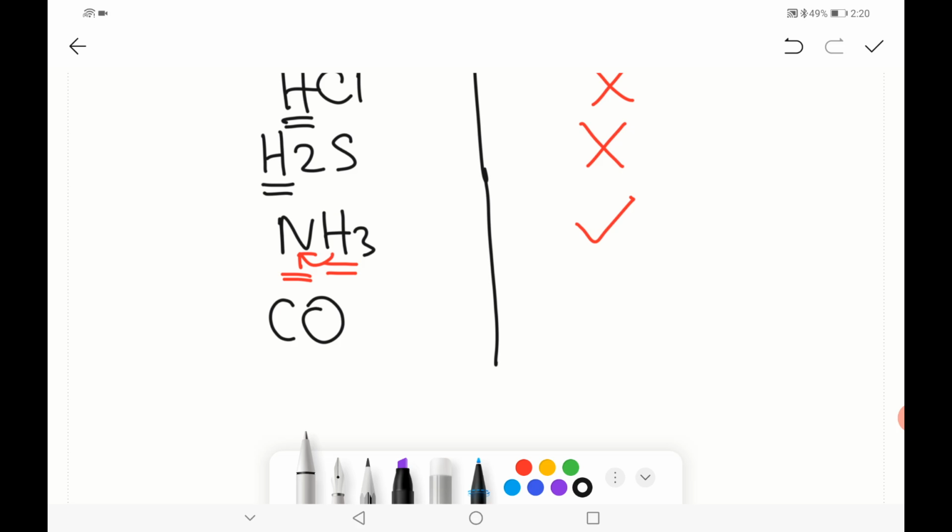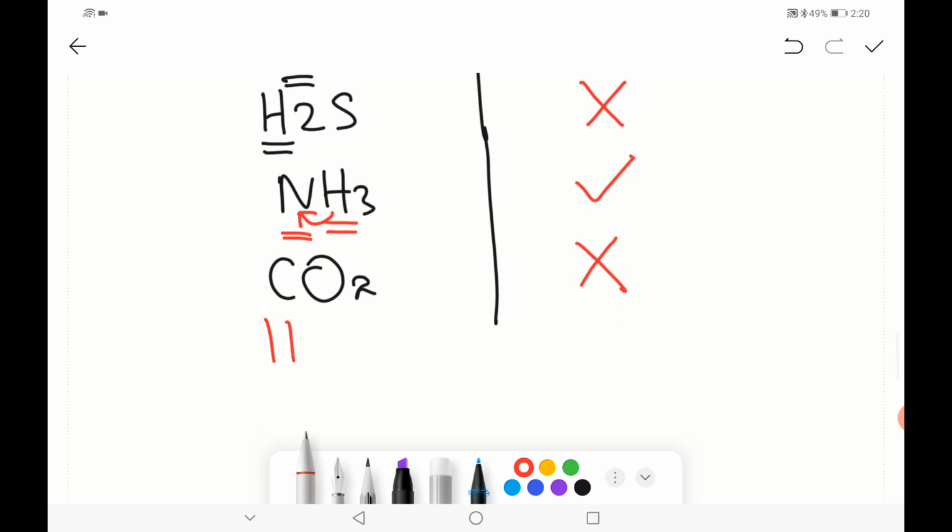Next one, carbon dioxide. Can carbon dioxide form hydrogen bonds? The answer is no, because carbon dioxide does not even have hydrogen. The next one is water. Do you have hydrogen? Yes. Is the hydrogen attached to FON? Yes, you have O here. So yes, you can form hydrogen bonds.